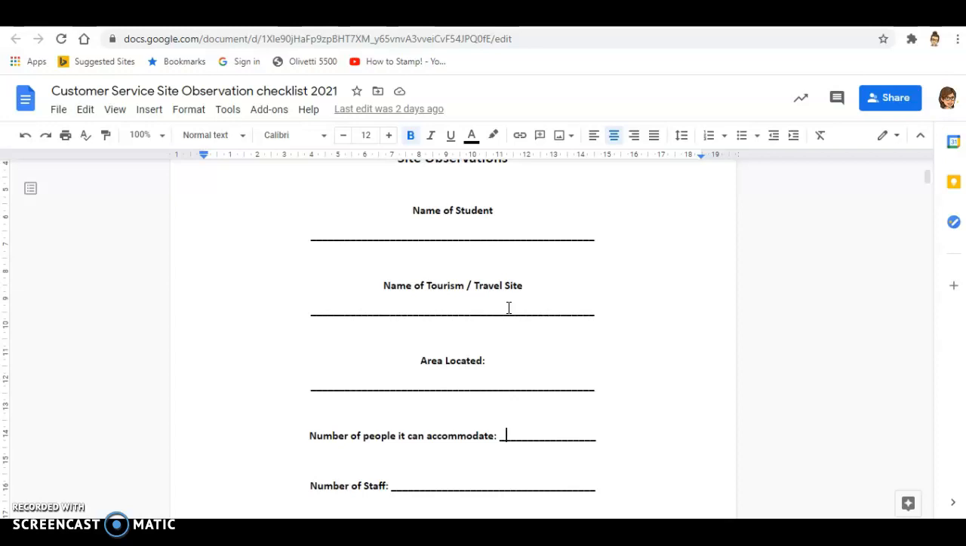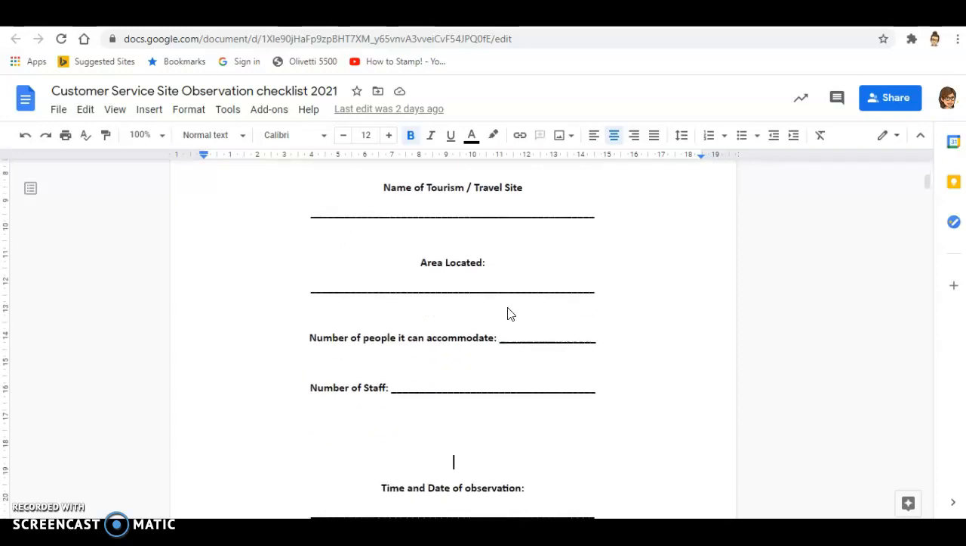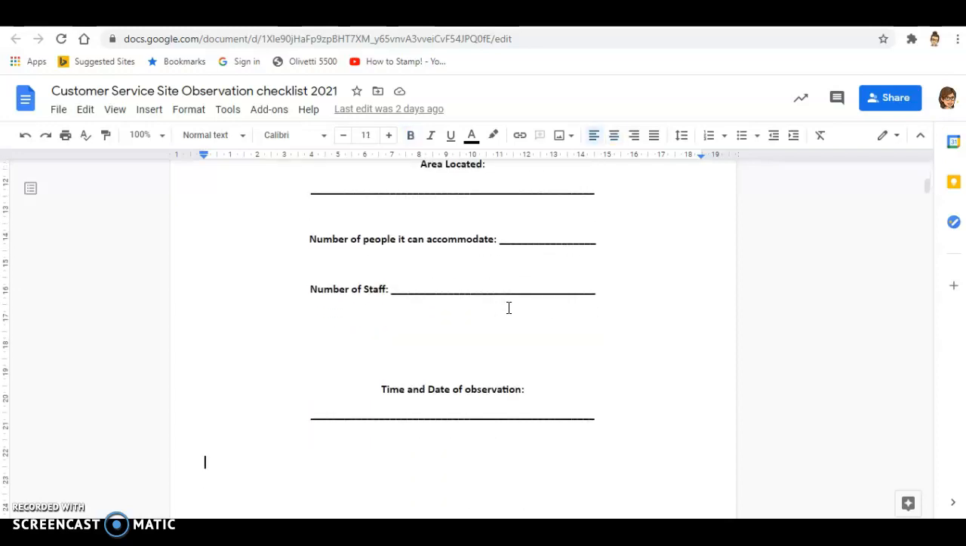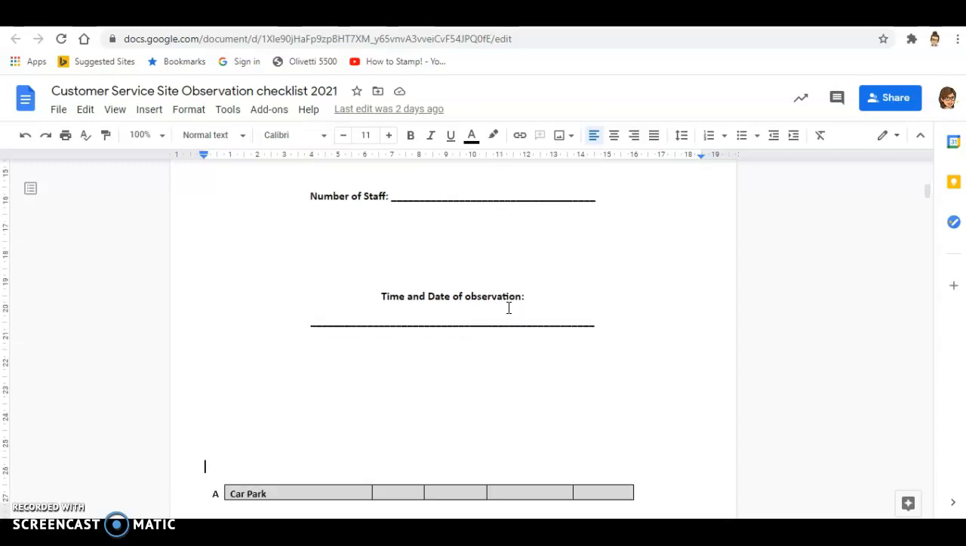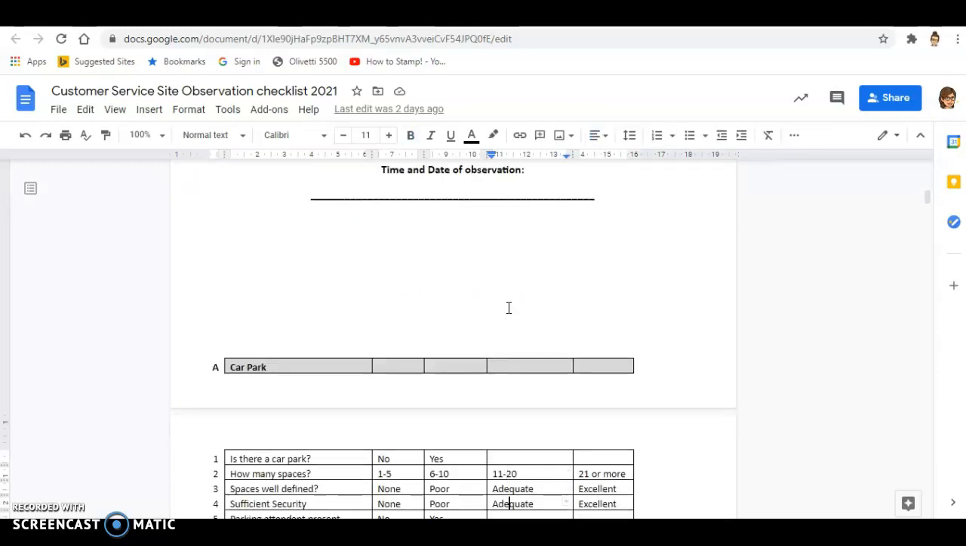If it's a cafe, what's the maximum number of covers it seats? If it's a tourist destination, what's the maximum number of people they're allowed inside? How many staff does it have? And the date and the time of the observation. Now you're going to be observing for an hour, so you just need to note down the time.